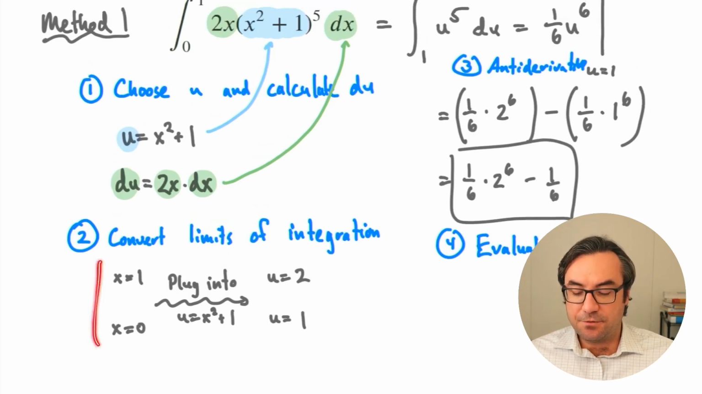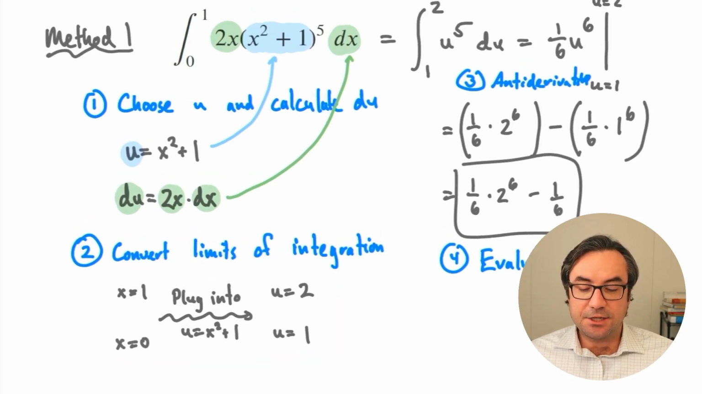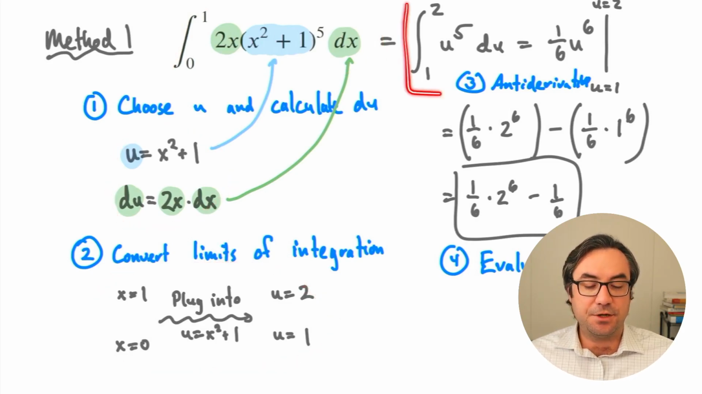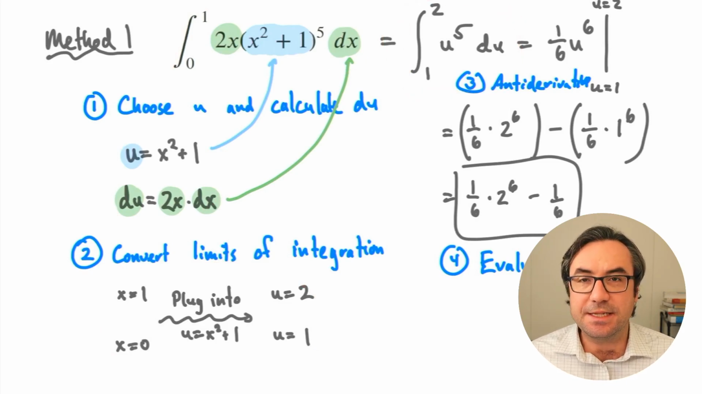We just have to convert the limits of integration. Essentially what we're doing is we take this complicated definite integral, and by doing the substitution and converting the limits of integration, we now get just a basic definite integral to do. So we just finished that off using our regular methods.